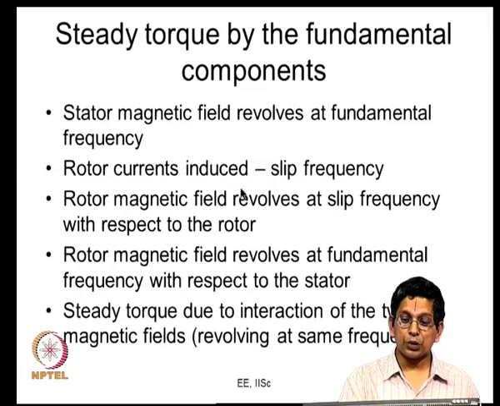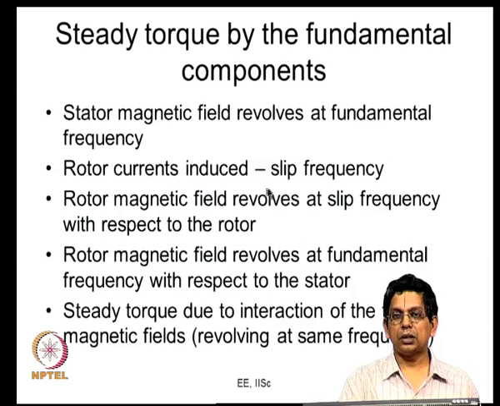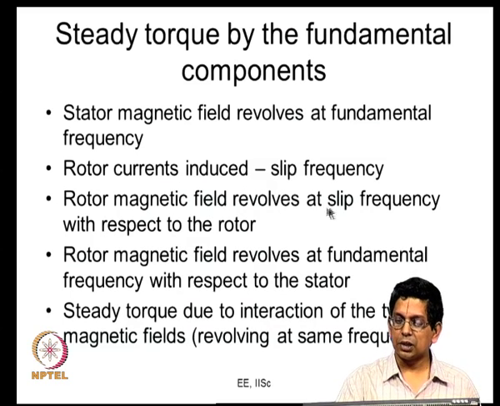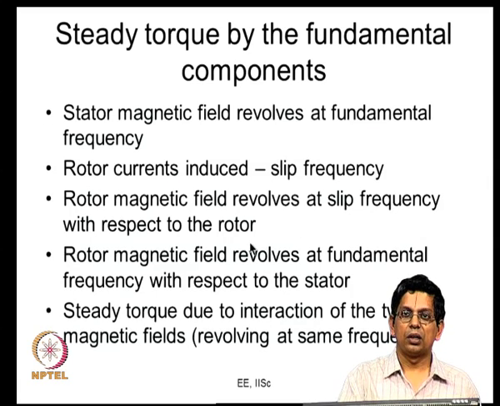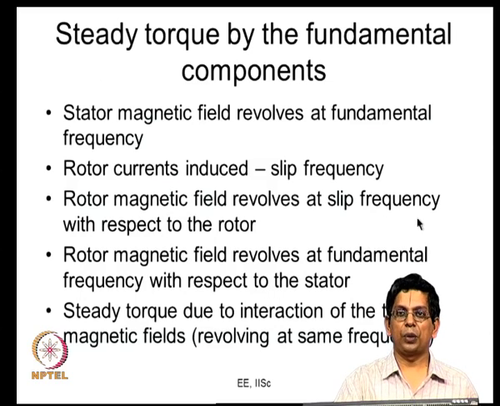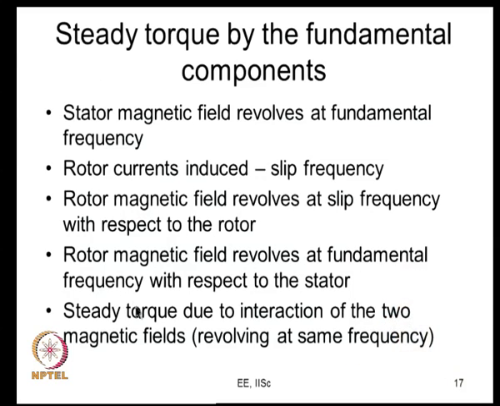So, when you have slip frequency rotor currents, the rotor is going to produce a magnetic field because the rotor is also like a 3 phase winding. So, it has currents flowing through it, and this magnetic field revolves at slip frequency with respect to the rotor. If the rotor magnetic field revolves at slip frequency with respect to the rotor, then with respect to the stator it is the slip frequency plus the rotor speed frequency, which adds up to the synchronous frequency itself. So, the rotor magnetic field revolves at the fundamental or synchronous frequency with respect to the stator.